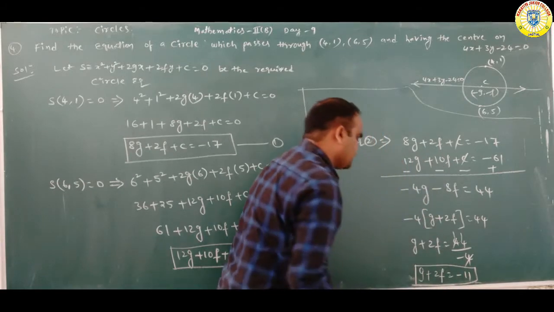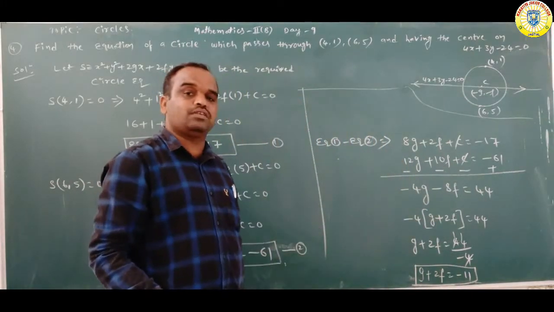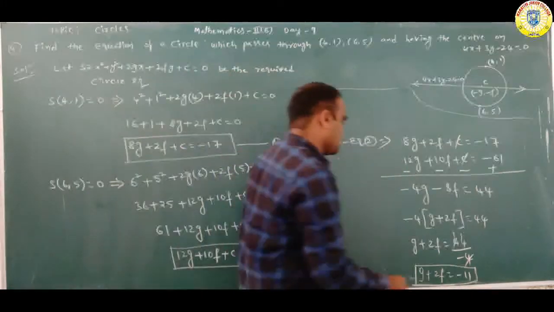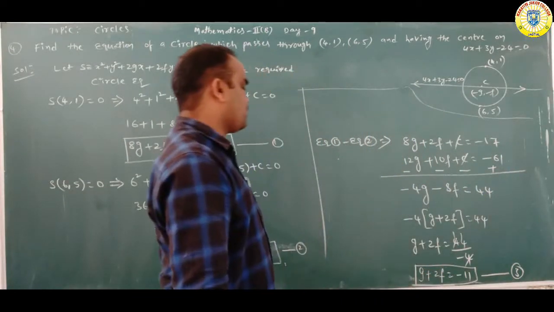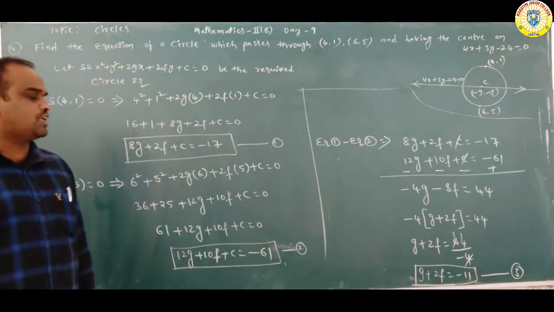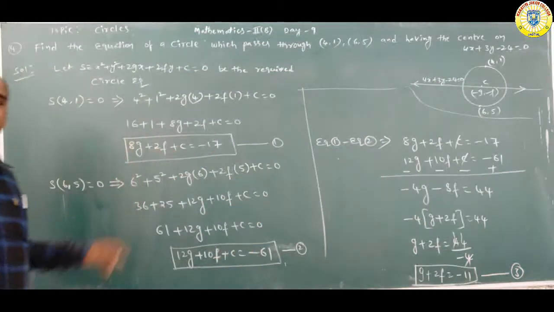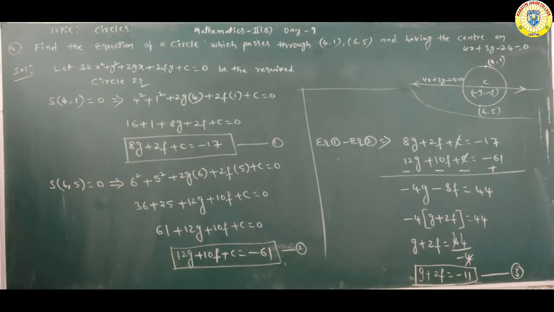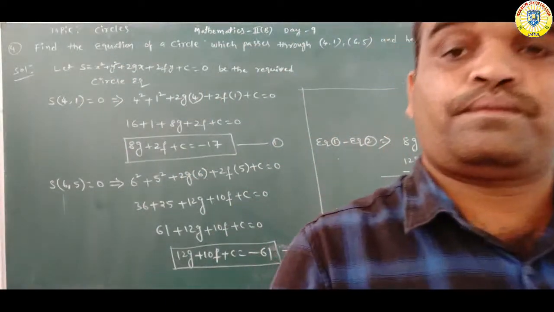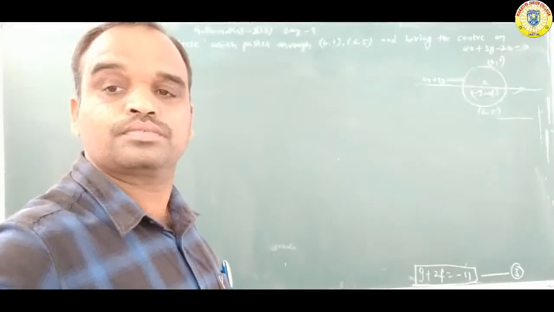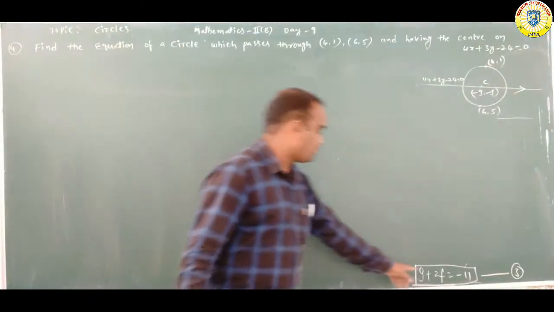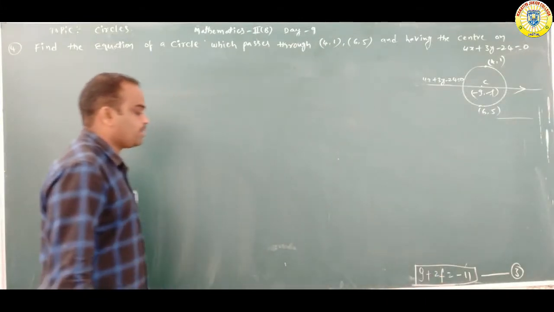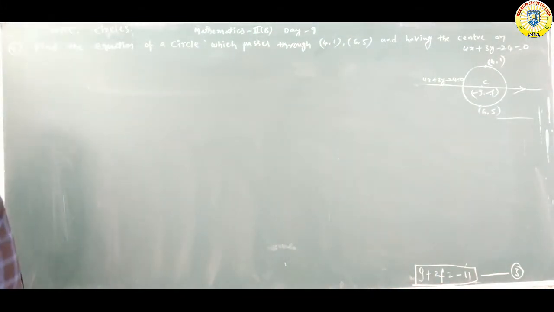G plus 2f is equal to what is the value? Minus 11. This is equation 3. G plus 2f is equal to minus 11. That is equation 3. All of you note this one first. So, continuation: g plus 2f is equal to minus 11, that is equation 3.